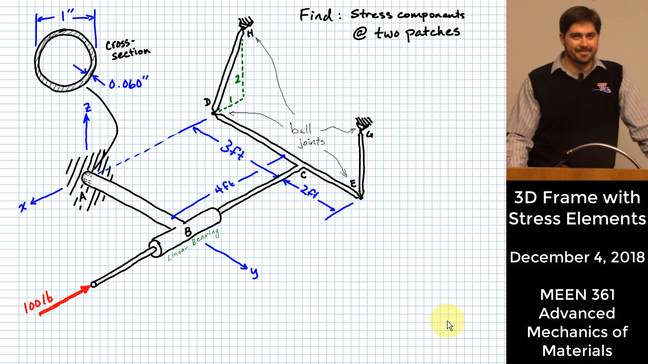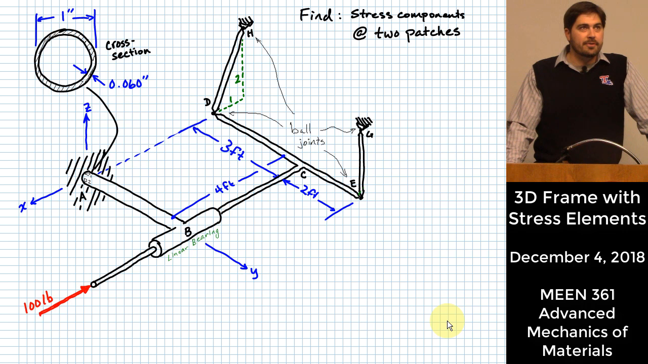So today we are going to continue with our discussion about how to solve 3D frames, but we are also going to add something to it this time. We are going to add the idea of being able to find the stresses that are induced in little elements of material in the component parts of a frame like this.